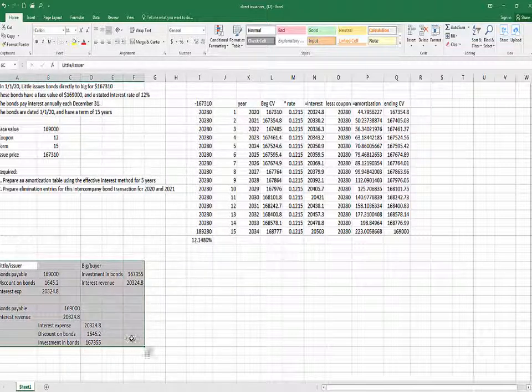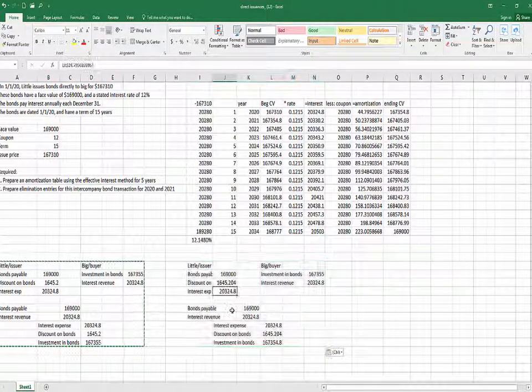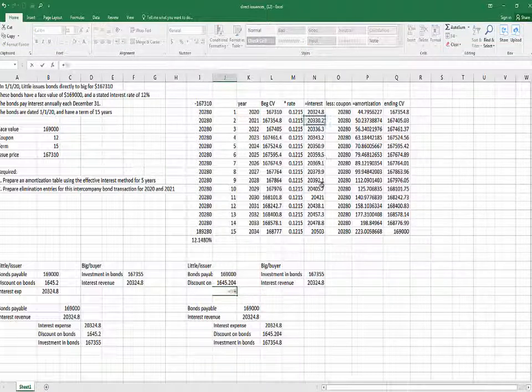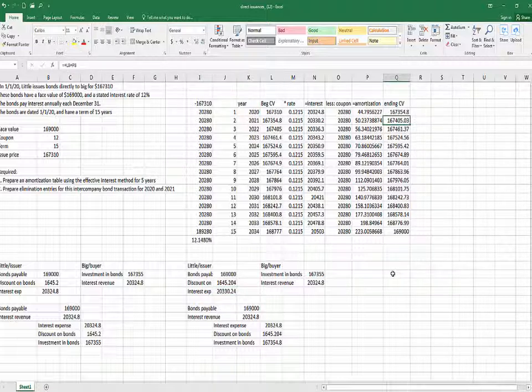We're going to do the exact same thing for 2021. Bonds payable still the same as it was. Interest expense is now, from the second year, 20,033.20. And the discount on bonds, again, at the end of the second year, the carrying value is 167,405.03. With a face value of $169,000, that implies a remaining discount of about $1,500 or $1,600. So the difference between the carrying value and the face value, I need to get rid of that minus sign.